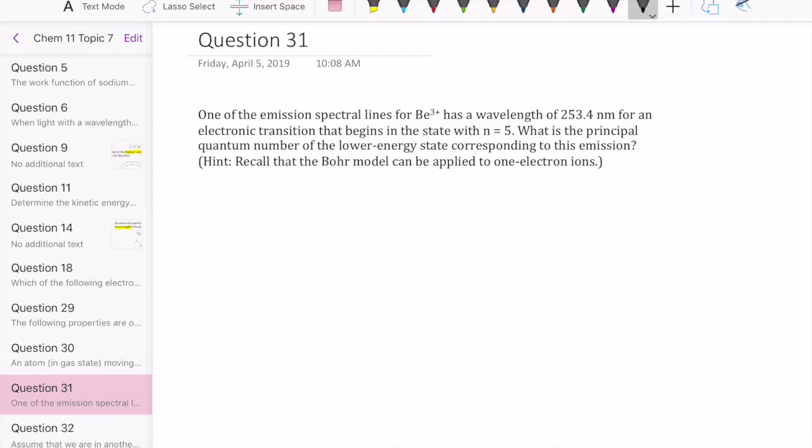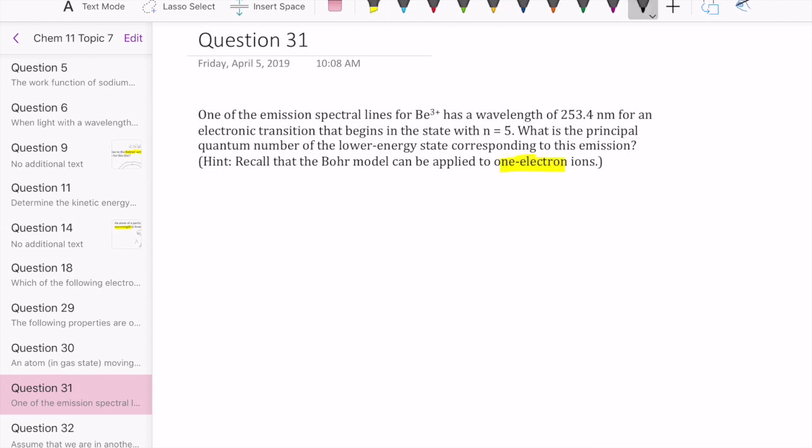Okay, let's take a look at question 31 in topic set 7. This is a question that requires you to use the Bohr model, again, to calculate energy transition. And the Bohr model, remember, works for all one-electron systems, both ions and atoms included.